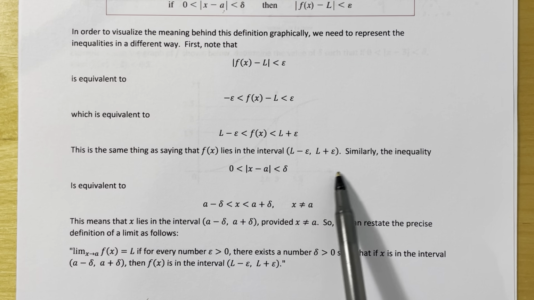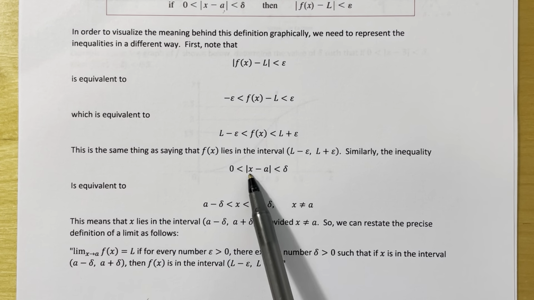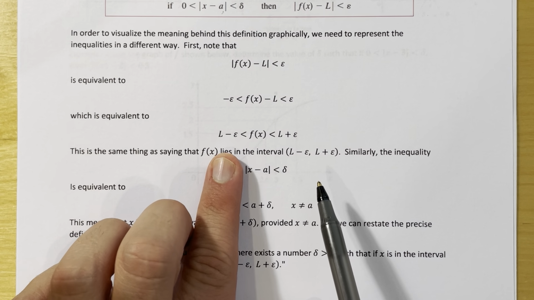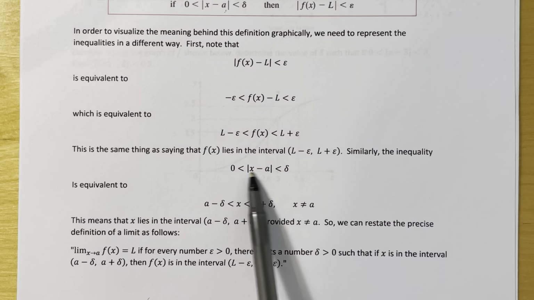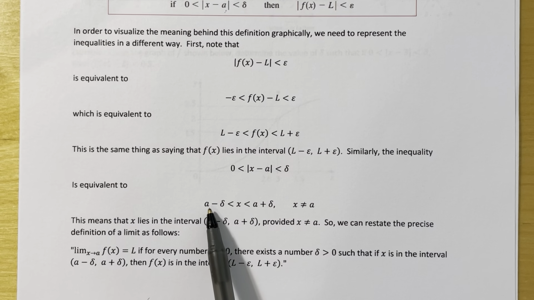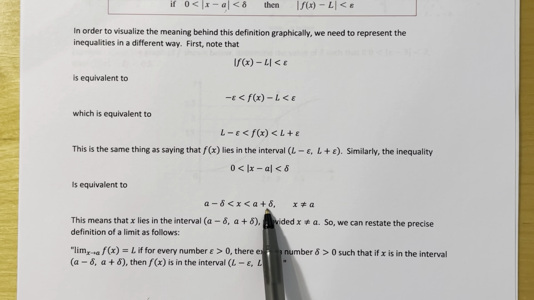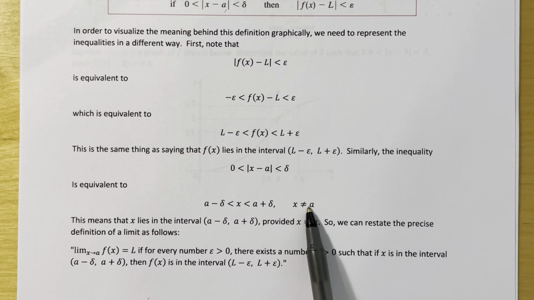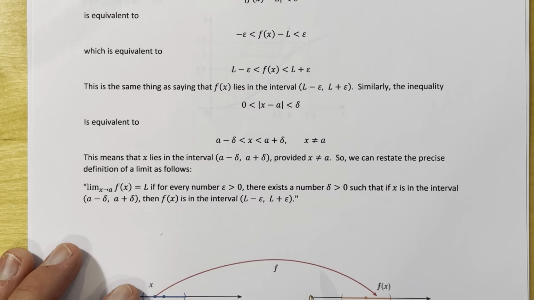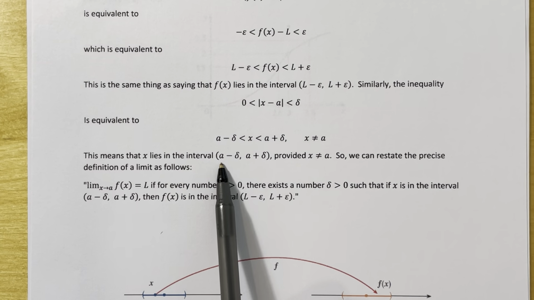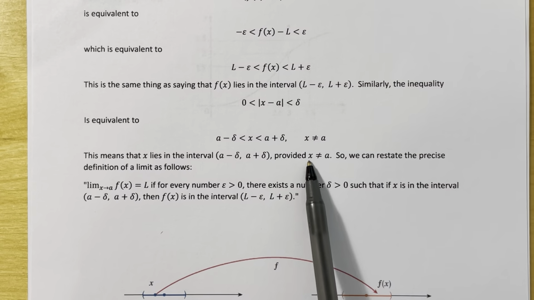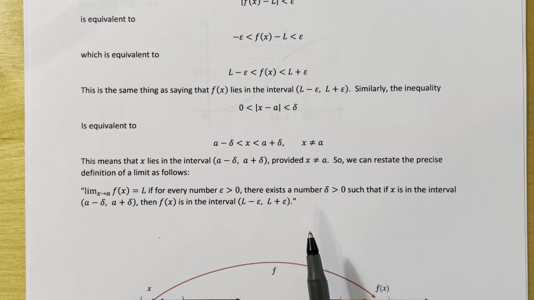Similarly, we could do a very similar thing with this inequality, starting with just this part of it. Forget about the 0 for a second, and show that this inequality is equivalent to saying that x is between a minus delta and a plus delta. This greater than 0 part here adds the condition that x is not equal to a. Okay, but that means that x lies in the interval a minus delta, a plus delta, again, provided that x is not equal to a specifically.